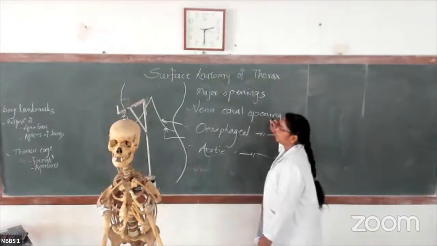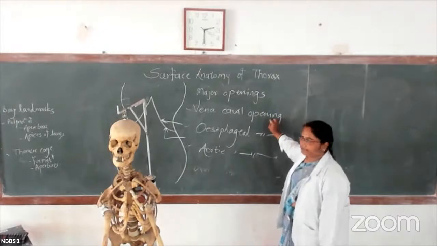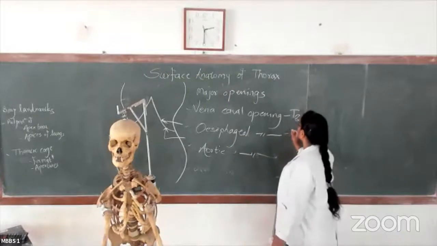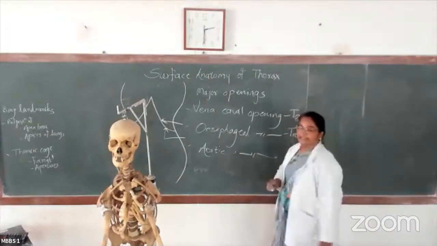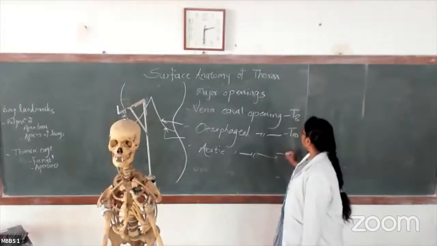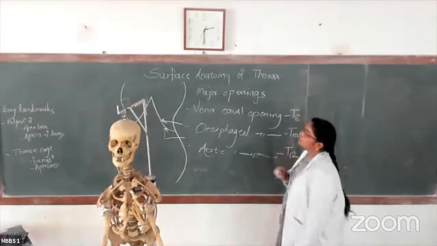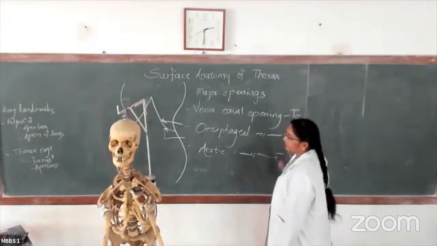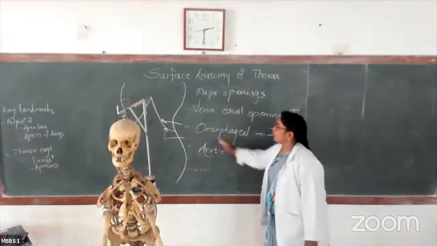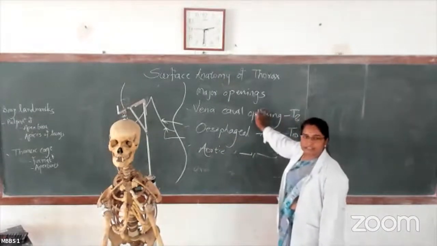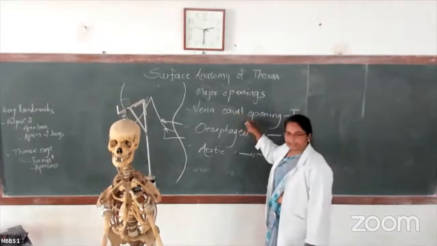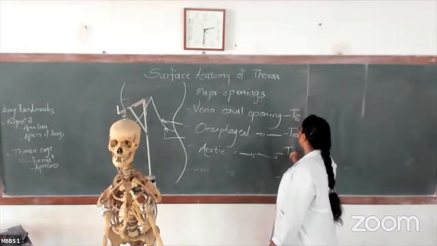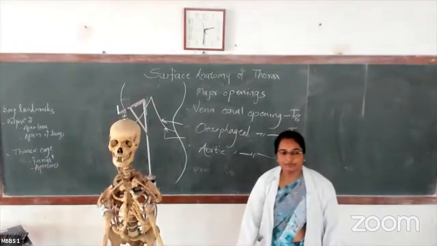Now this vena cava opening is present in the central tendon of the diaphragm at the vertebral level T8. Esophageal opening is present at the level T10, and the aortic opening is present at the level of the 12th thoracic vertebra. So how to remember these major openings? 8, 10 and 12. 10 is O for 10. Esophageal is 10. First, in the central tendon there is the vena cava opening, and the aortic opening is present posteriorly at this 12th thoracic vertebra.